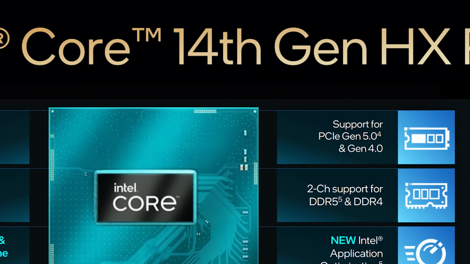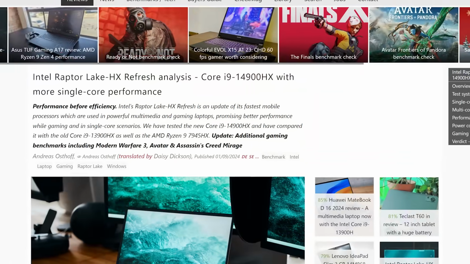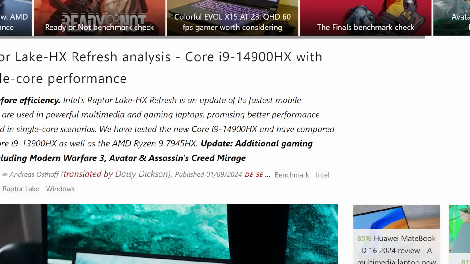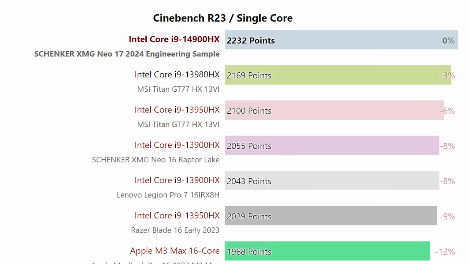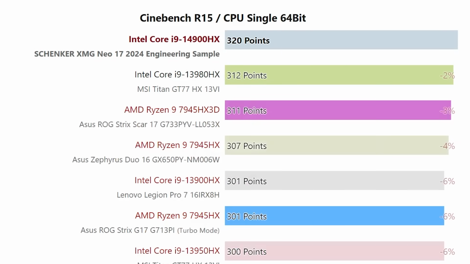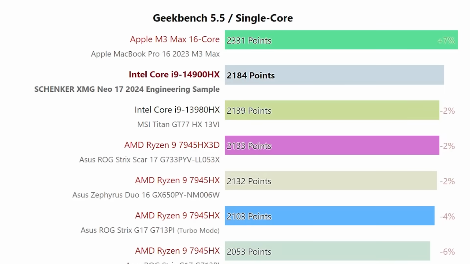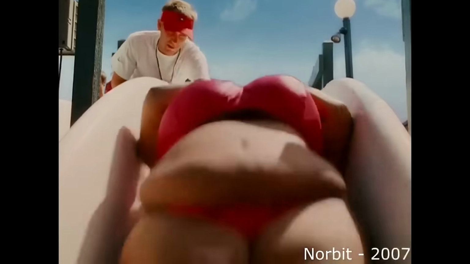Recently, Intel announced their 14th Gen HX series processors for notebooks, and Notebookcheck already got a chance to review the 14900HX in the XMG Neo 17. And starting things off, the one and only area the new part did well in was single-core benchmarks. As you can see, the 14900HX overwhelmingly came out on top, but it's all downhill from here.